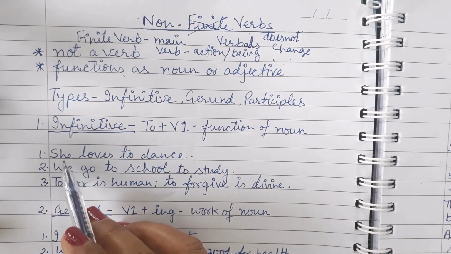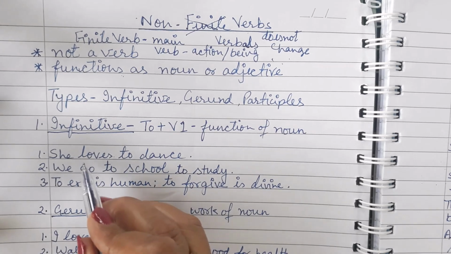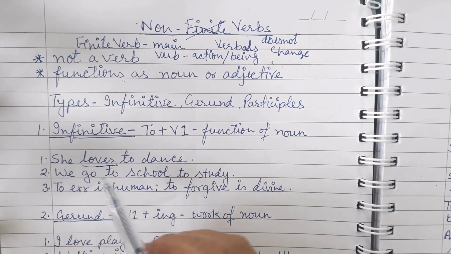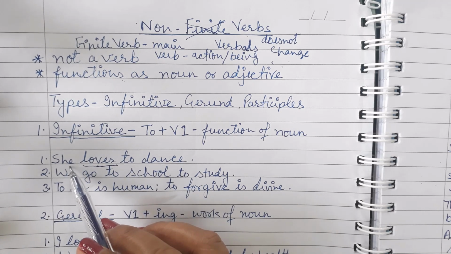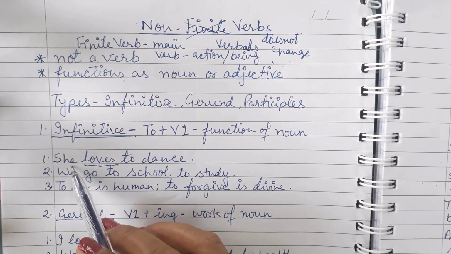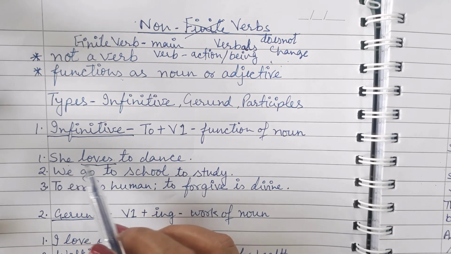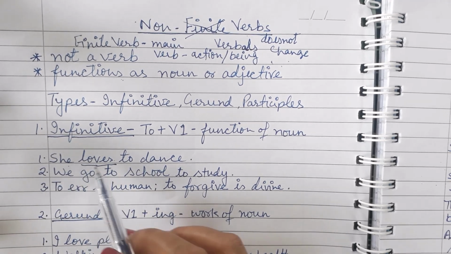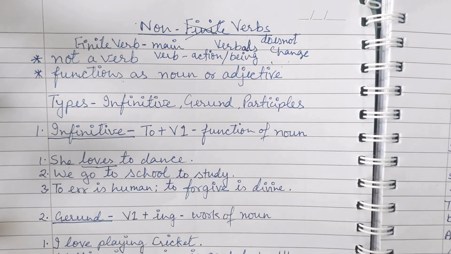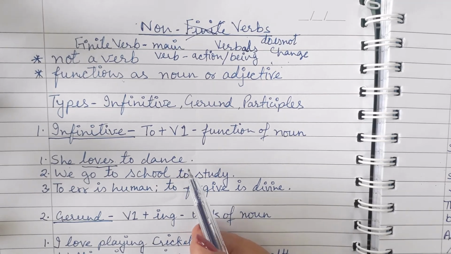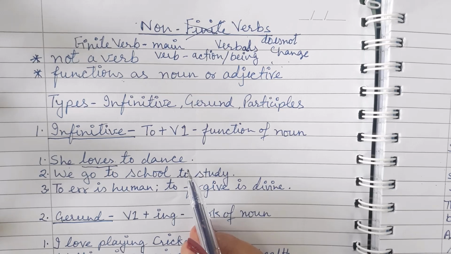For example, she loves. Here, loves is a finite verb and the verb loves changes according to the pronoun she. If we use I here, it will be love. If we use it in past tense, it will become I loved. But a non-finite verb does not change, whatever tense it is, whatever noun, pronoun, whatever gender it is, whatever number it is.